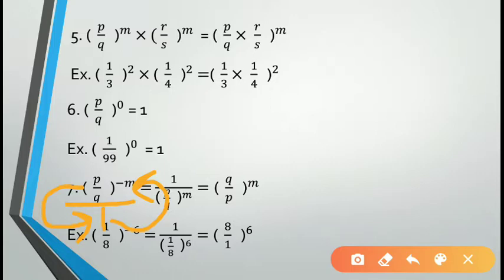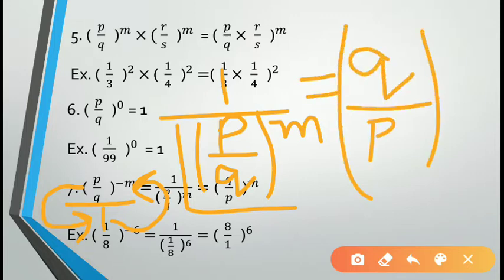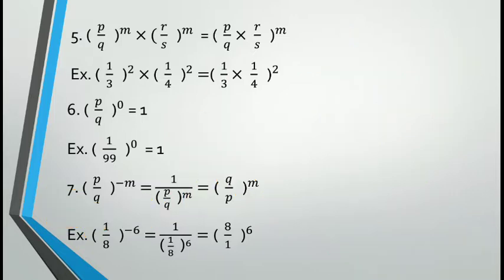So 1 upon p/q, means the numerator goes downside into the denominator as p/q, and the sign minus m becomes positive m. But if you want this p/q in the numerator again, you can write it, but it will become a reciprocal, means it will convert to q/p, and again upon it, to the power m.